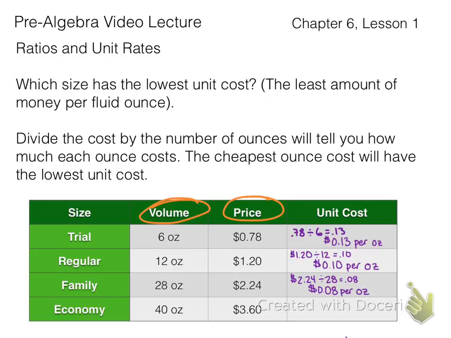Let's go ahead and look at economy. Sometimes economy means cheap, and sometimes economy just means more. So let's figure out if we're just getting more in the container or if we're actually paying less for what's in the container. So, $3.60 divided by 40 is 9 cents per ounce. So that means that the family size container is actually the cheaper value, that you're going to pay less for what's actually inside there. All right.